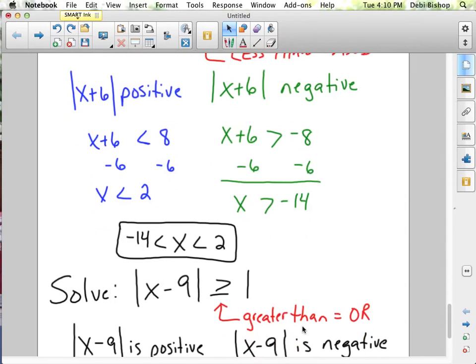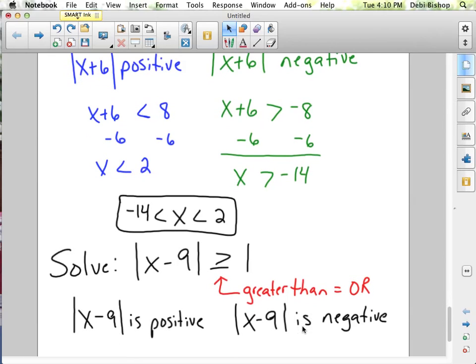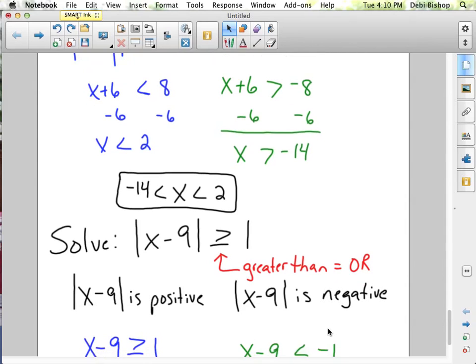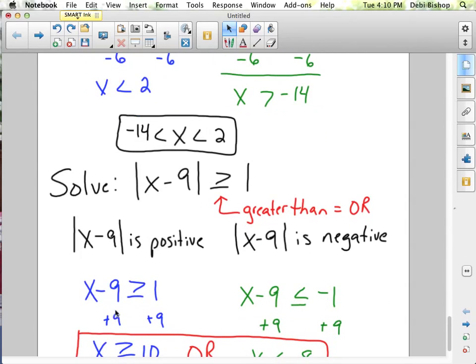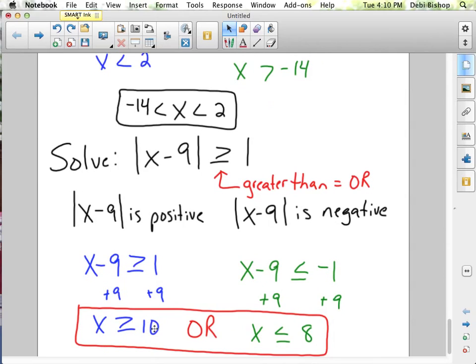Let's do a greater than one so you can see the or problem. The absolute value of x minus 9 is greater than or equal to 1. Great-or, right? So it's connected by the word or. Again, you have it as a positive and as a negative. My positive is x minus 9 is greater than or equal to 1. Add 9 to both sides: x is greater than or equal to 10.